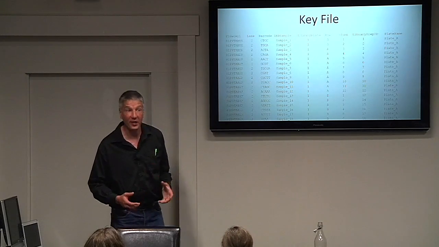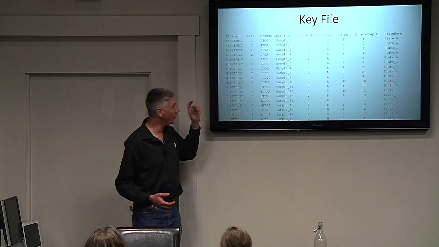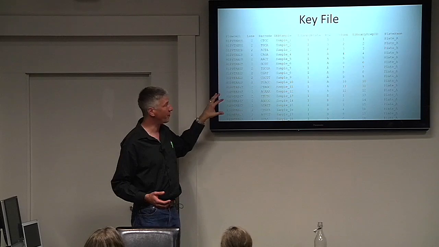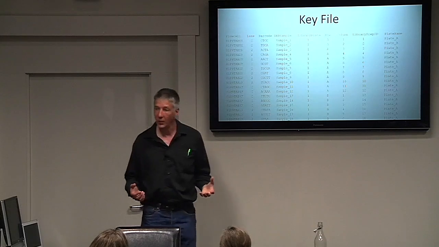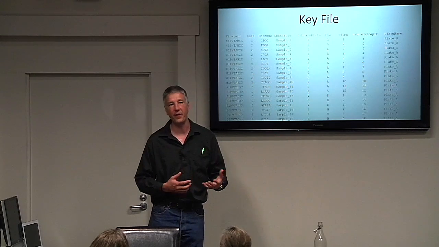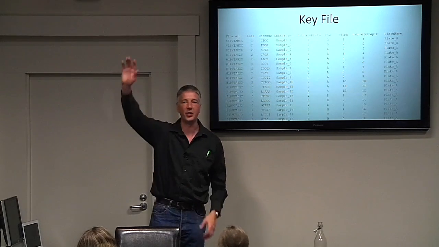So we have to capture all of this information, right? This is a really important thing. Typically, this information itself is stored in some kind of a database, and then when you actually want to run the pipeline, you generate this key file from a database, right? And how many of you would keep this in an Excel file?